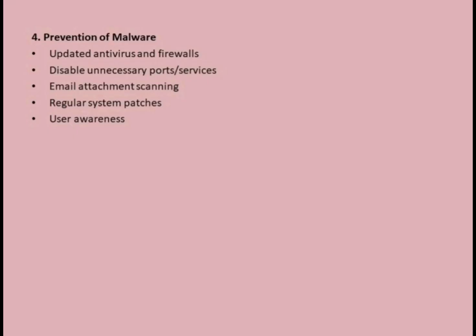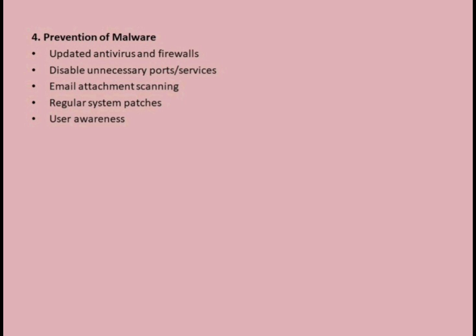Prevention of malware. Preventing malware is one of the most important aspects of cybersecurity, since malware can damage files, steal information, and even shut down entire systems. Organizations and individuals must follow proper security practices. The first line of defense is using updated antivirus software and firewalls. Antivirus programs can detect and remove malicious files, while firewalls help block suspicious traffic from entering the system. For example, Windows Defender or McAfee regularly update their virus databases to protect against new threats.